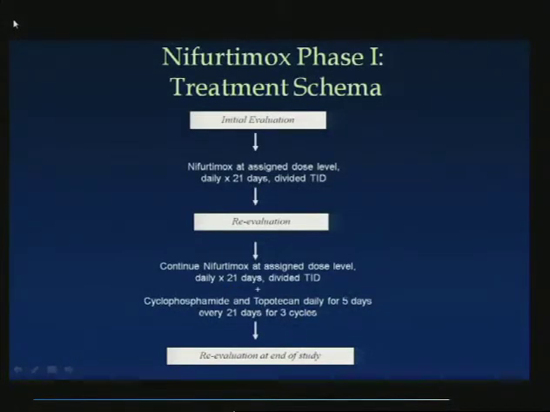So again, this is the schema for the protocol. Children, after their initial evaluation and determination of tumor status, would take Nifurtimox, which is an oral drug, daily for 3 weeks. They'd be reevaluated to see whether there was tumor progression or tumor response, and then continue on Nifurtimox with topotecan and cyclophosphamide added in fairly conventional doses. This is a combination that's been used in relapsed neuroblastoma for some years now, and then again continue to evaluate their tumor status and their toxicity.